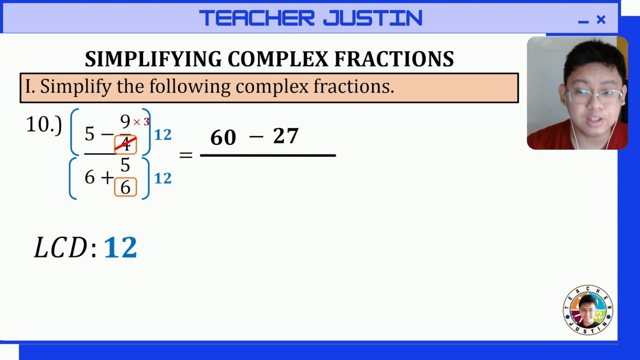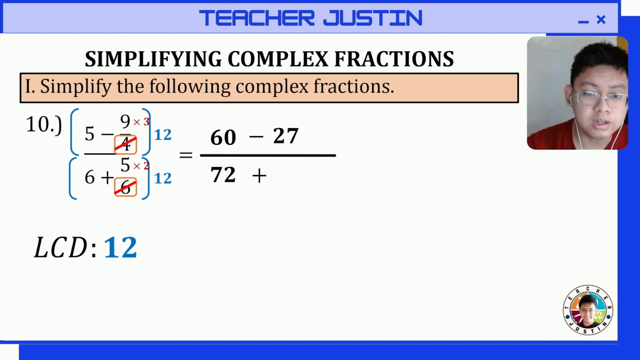Punta naman tayo sa denominator natin. So, 12 times the denominator. So, 12 times 6, that will be 72. Tapos, copyahin natin yung operation na addition. Tapos, 12 times 5 over 6. So, we can cancel 6 kasi 12 divided by 6 is 2. And we multiply that to our numerator 5. So, 5 times 2 is 10.